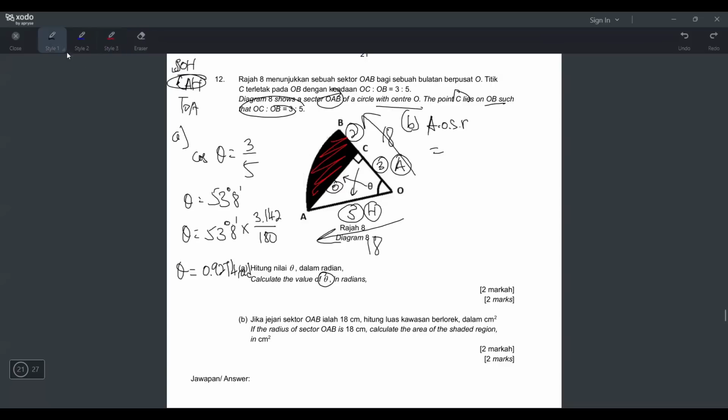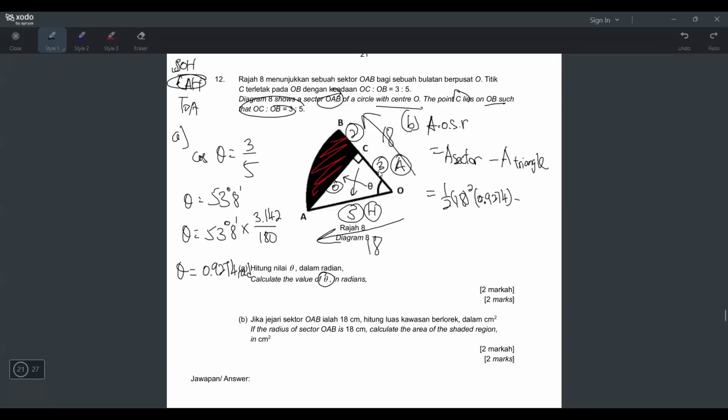So the way we do it is we have to find the area of the sector first, minus the area of the triangle. We cannot use the area of segment formula because this is not a segment. The area of sector formula is 1 over 2 r squared theta. R would be the radius 18. Theta has to be in radian, so 0.9274. This is how you find the area of sector, minus the area of the triangle.